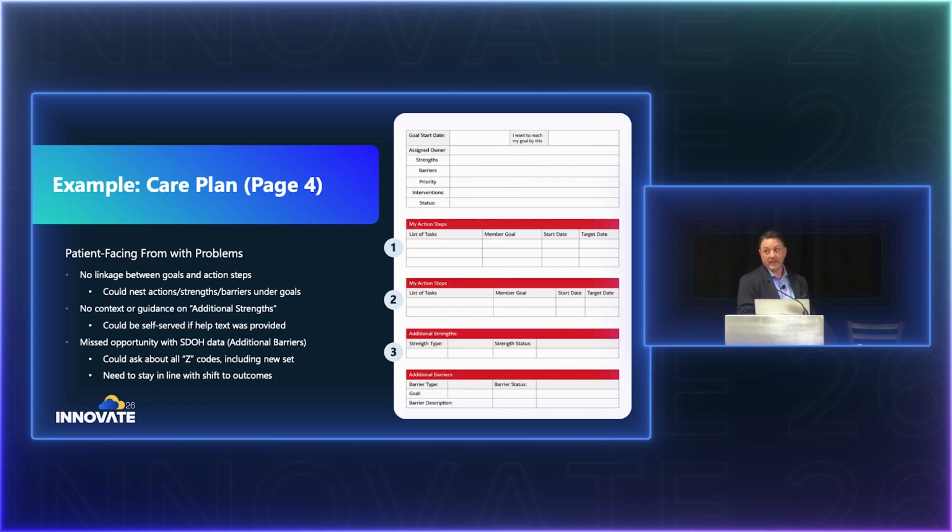And what did need to be provided to a clinician, wouldn't it be nice if it just got routed to them automatically? You're missing an opportunity with social determinants of health data. The additional barriers are on here. Wouldn't it be great if you could pull up Z codes and just list them out on this form? No opportunity there to do this.